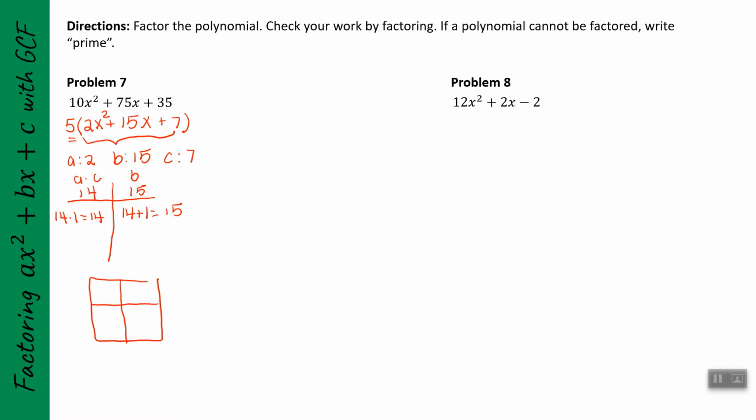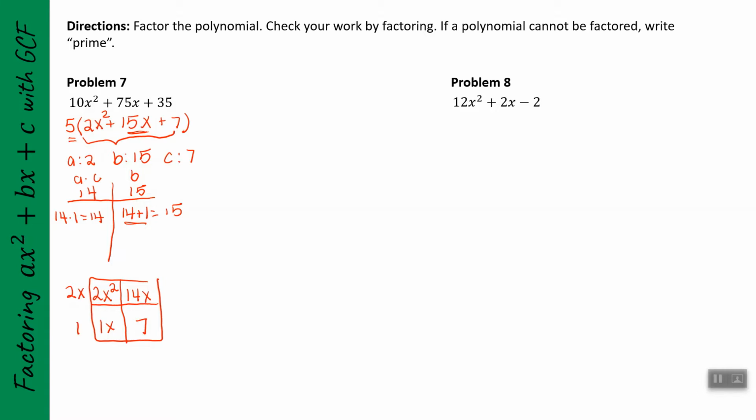In that first box goes my first term, 2x squared. Last box goes my last term, which is 7. Then remember, I take that middle term and I split it into the two factors that I found. So 14x and 1x. Between 2 and 14, my GCF is 2. They both also have an x in common. 1x and 7, they have no GCF other than 1.